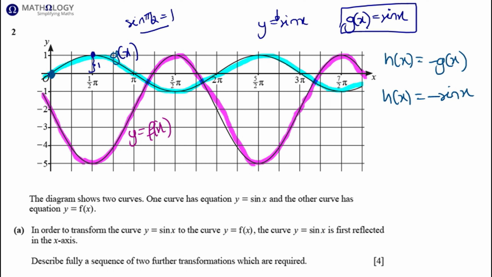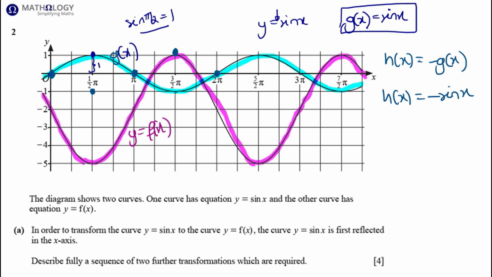So the y value at pi by 2 for h of x will be at negative 1, just the opposite sign of that. At pi, y will be 0. For g of x, at 3 pi by 2, the y value is negative 1. So the opposite sign will be positive 1. So the next point would be 3 pi by 2, 1. At 2 pi, we'll have a y value of 0.